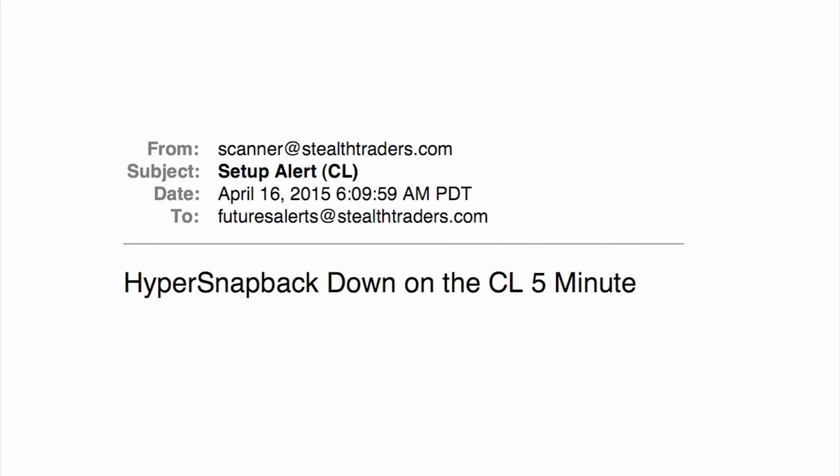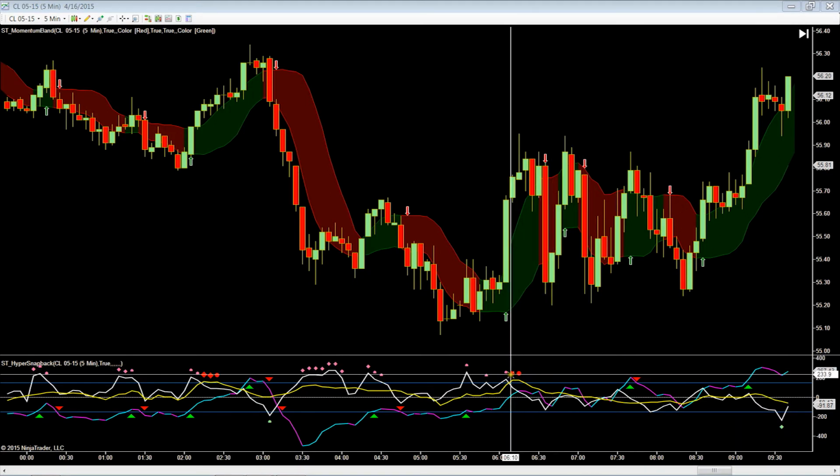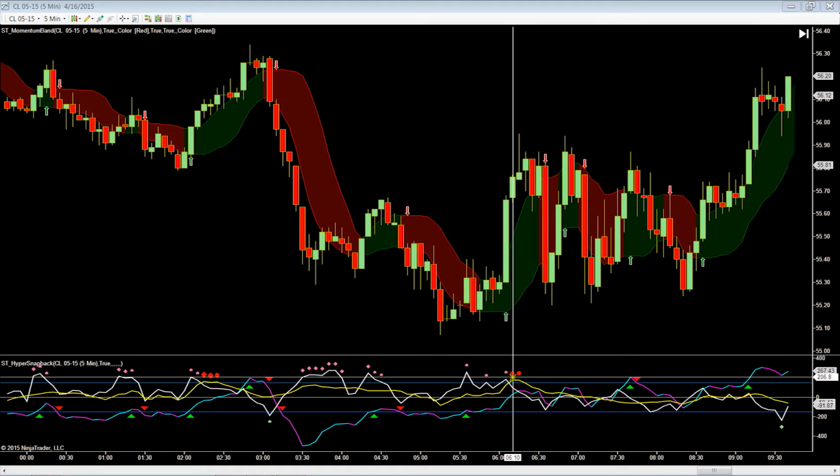Our next example is another futures alert. Hyper snapback down on the CL 5 minute at 6:09:59 a.m. Pacific time. So let's check the chart. Here we have our hyper snapback down signal, the red dot above the yellow line.